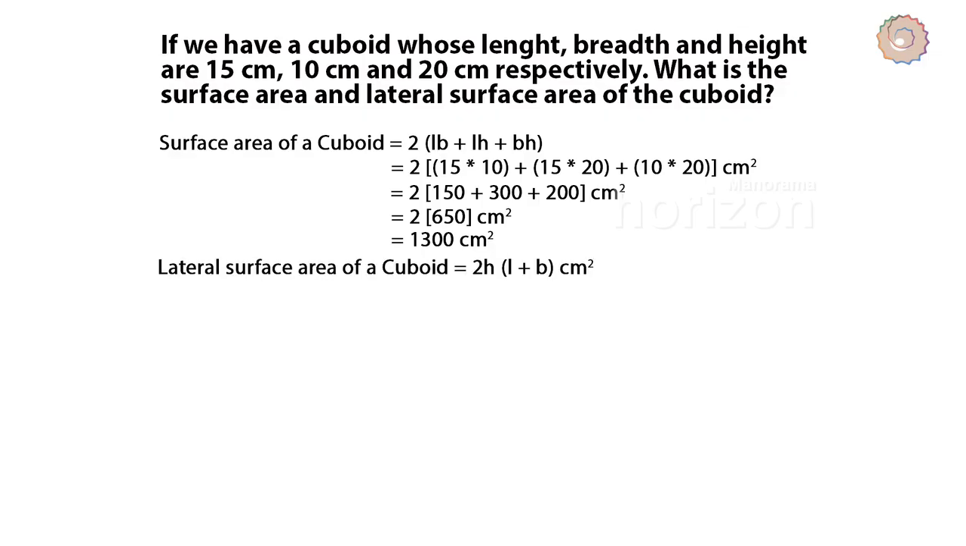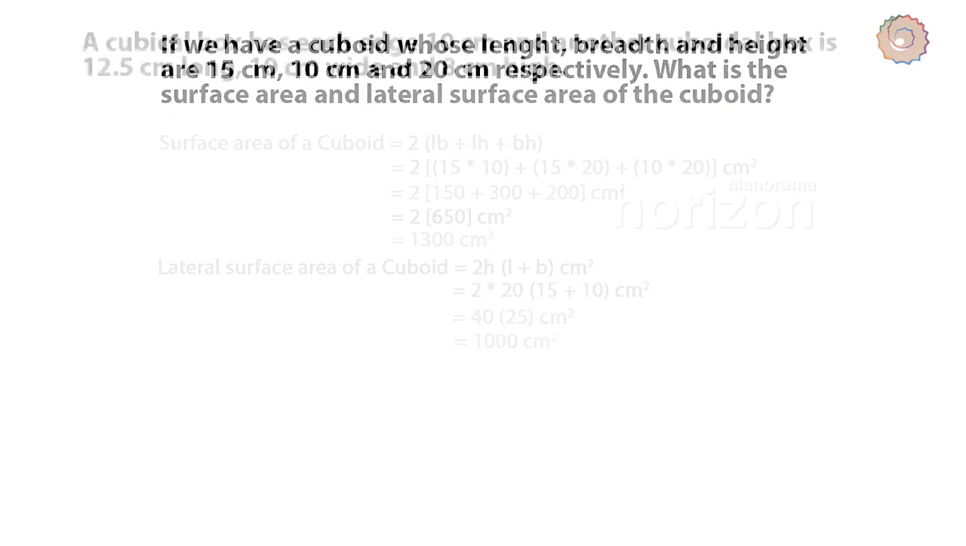So how do we find the lateral surface area of a cuboid? The formula for the same is 2h multiplied by L plus B centimeter square. Substituting the values, we get 2 cross 20 multiplied by 15 plus 10 centimeter square. That is 40 cross 25 centimeter square. Solving the same, you get 1000 centimeter square.